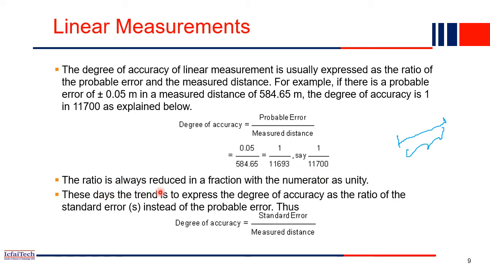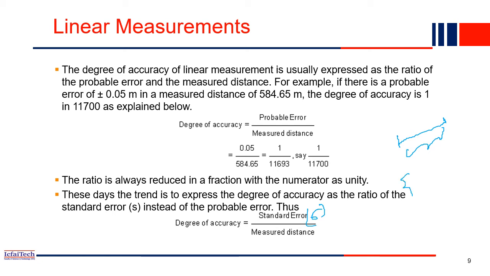This ratio is always reduced to a fraction with the numerator as unity. You always keep the numerator as 1, and then the denominator varies. So 1 in some value, that is the degree of accuracy. These days the trend is to express the degree of accuracy as the ratio of standard error instead of probable error. Here we used probable error divided by the measured distance, but nowadays we express degree of accuracy using standard error. Standard error means the standard deviation, as we discussed earlier.